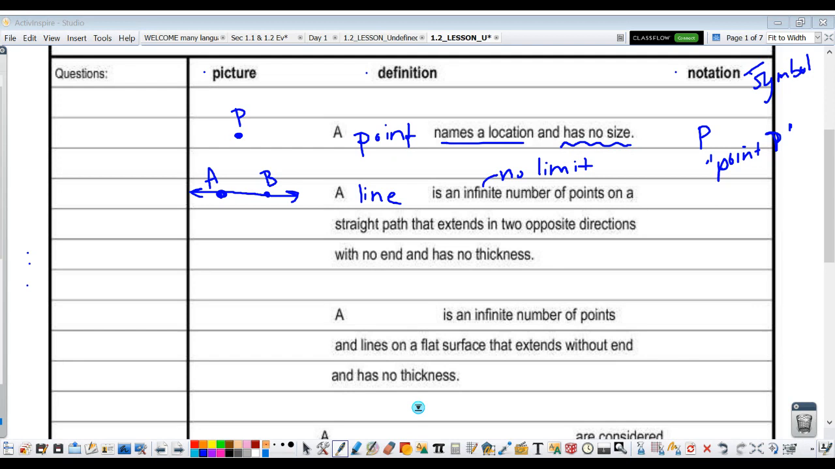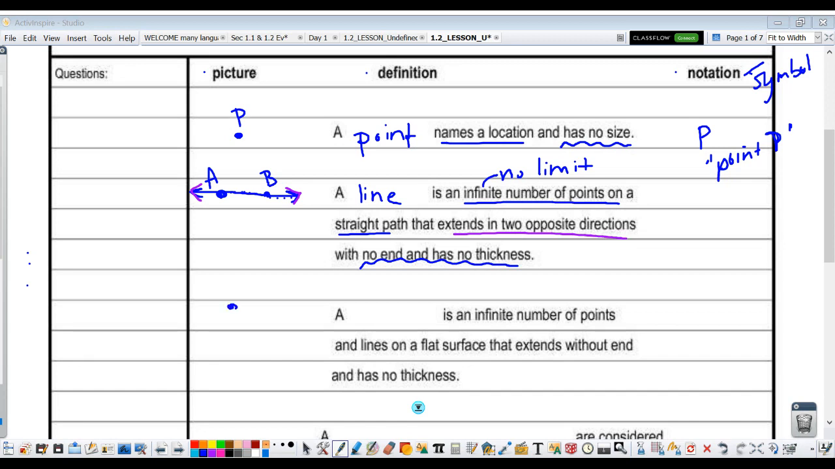It means that there are so many other points besides A and B on this line. So it's an infinite number of points on a straight path that extends in 2 opposite directions. This is important. This is why we have the arrows on the end, because it's part of the definition. With no end and no thickness. We're just going to pause that idea for a second.